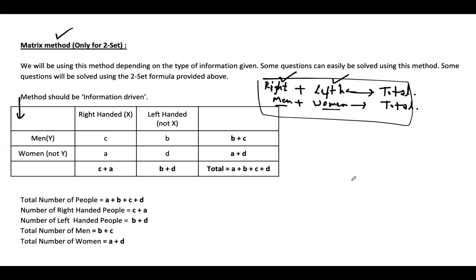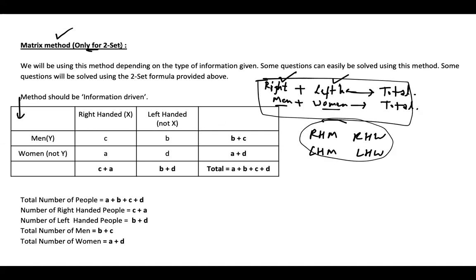Harsh? Yes, sir. How many types of people will you find in that town? Neil? 4. So how many types? Can you name those 4 types? Right-handed men, right-handed women, left-handed men, left-handed women. So 4 types.